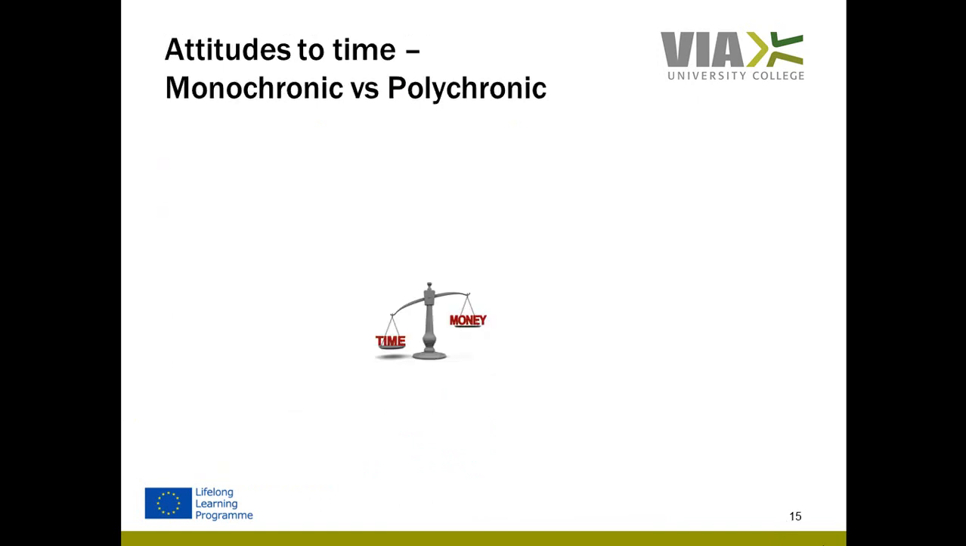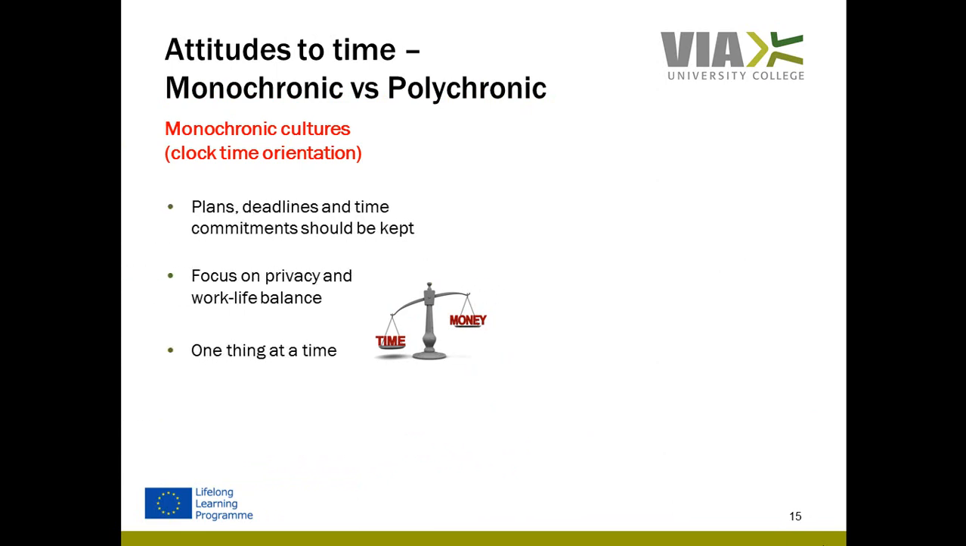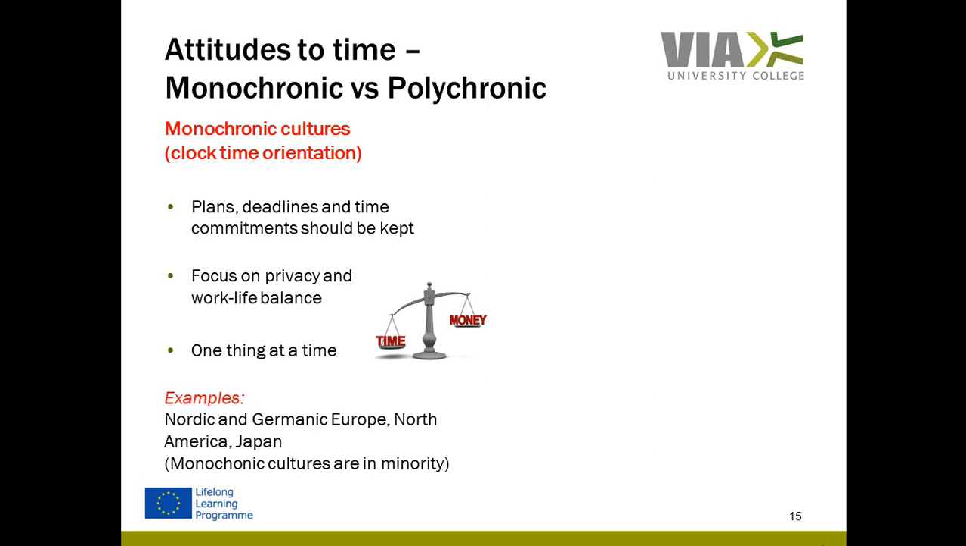This value dimension describes our attitudes towards time. The Western world has a long history of defining success in the light of how much gets produced and consumed. As a result of that, Western industrialized cultures live by clock time. This means that punctuality and efficiency rule the day. People are concerned about not disturbing others or wasting time, and they follow rules of privacy. Examples of monochronic cultures are Nordic and Germanic Europe, North America, and Japan.